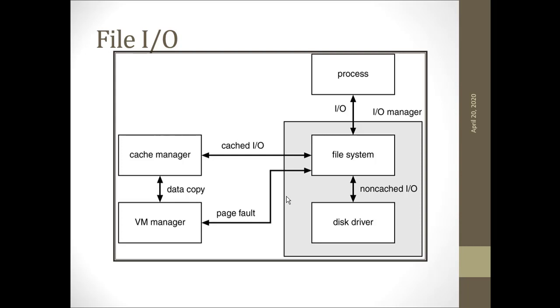This is the block diagram which speaks about the same. This is the cache manager, directly related to the file system. The file system is also indirectly related to the cache manager through the virtual memory manager. So there is a data copy between the cache manager and the virtual memory manager, and there is a connection between the virtual memory manager and the file system by a page fault. And then the file system is again connected to the disk driver and the process. So these are all interrelated things with the input output manager.